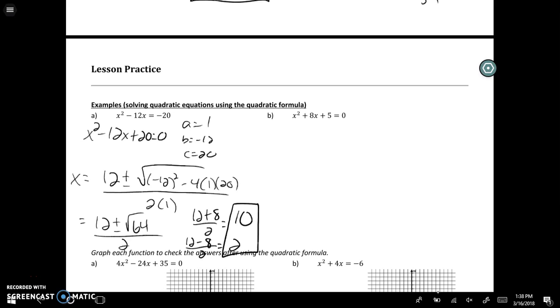Try B. Okay, you know the drill. Hit pause, try it, see if you get the right answers, and then check. And if not, then just fix it. All right, already good. That means A is 1, B is 8, C is 5.